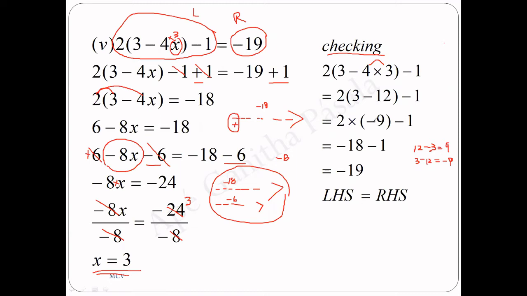2 into minus 9. 2 into 9, 18. Plus into minus, minus 18, minus 1. There are minus 18 like this. I can't draw 18, so I will put an arrow. There are 18. Minus 18.